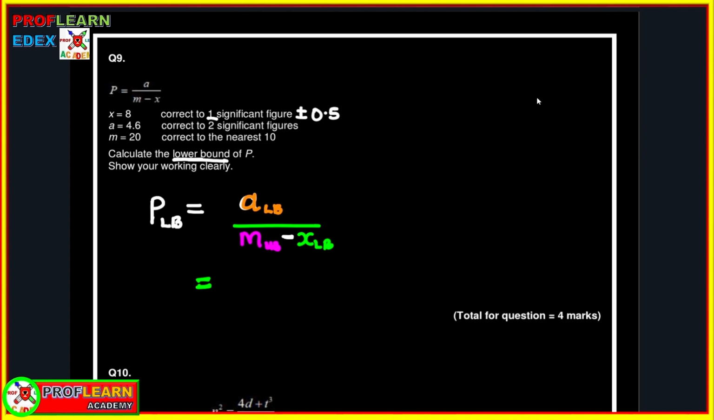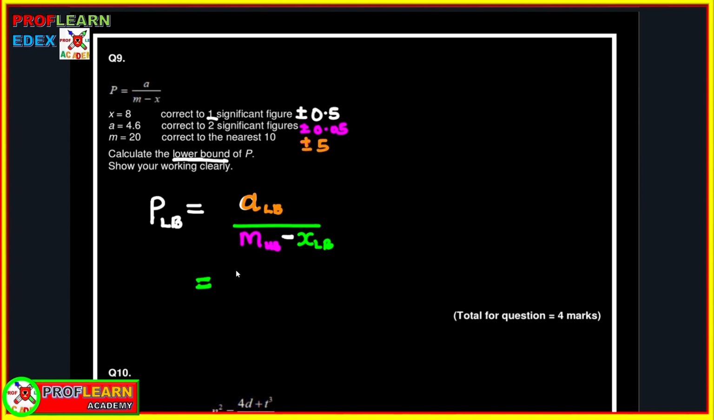The second one, we are told correct to 2 significant figures, and you can see it's 4.6. So the least unit is actually 0.1. So to get the absolute error is 0.1 divided by 2, so it becomes 0.05. M is correct to the nearest 10. So the least unit is 10, meaning that we divide that by 2, we get plus or minus 5.